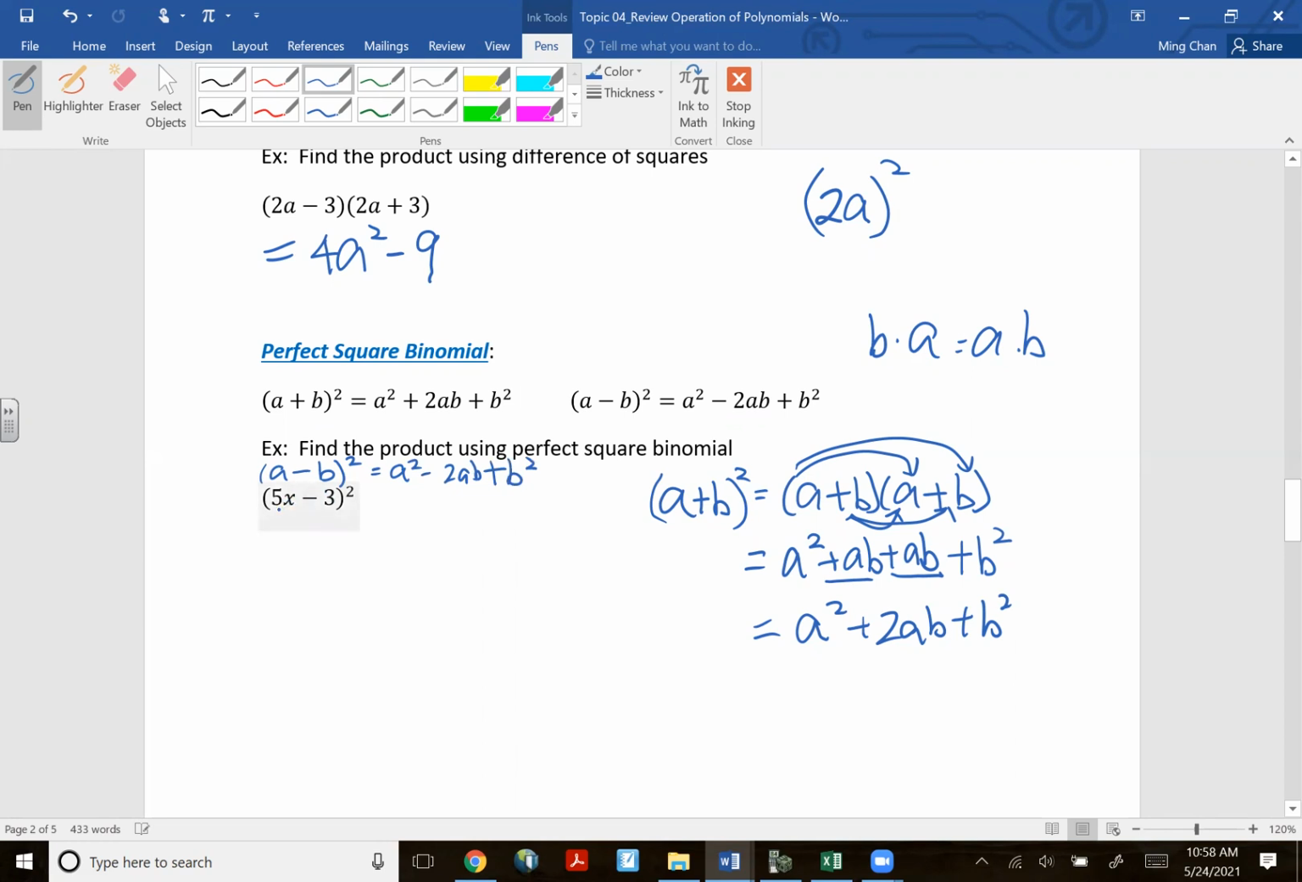So we're matching up 5x with the A, 3 with the B. The formula calls for your A to be squared. My A, 5x, has to be squared. So that means 5x squared, which gives me 25x squared, minus 2 times my A times my B. 2 times 5x is 10x, and 10x times 3 is 30x. Plus my B, 3, has to be squared. That will be 9. So that's your answer.